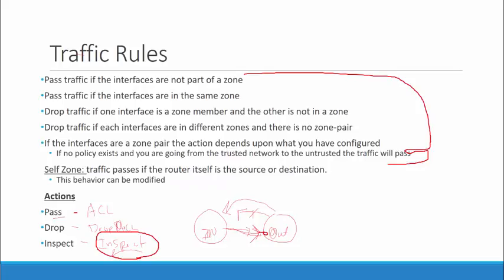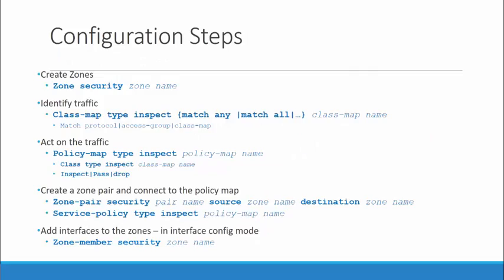Okay, and last we just want to look at the configuration steps before we get into configuration. And kind of what does that look like? I've gone through them in real general terms, but they aren't really the right terms. So you look at the actual commands. We want to create zones. We'll do that with the zone security command. So zone security and then the name, whatever I want to name my zone.